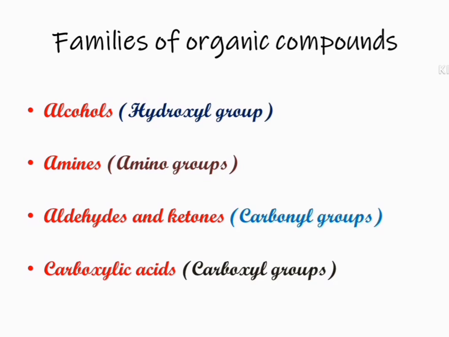Typical families of organic compounds are the alcohols, which have one or more hydroxyl groups; amines, which have an amino group; aldehydes and ketones, which have carbonyl groups; and the carboxylic acids, which have carboxyl groups. Many biomolecules are polyfunctional, comprising two or more functional groups of numerous types. The chemical properties of biomolecules are determined by the functional groups.